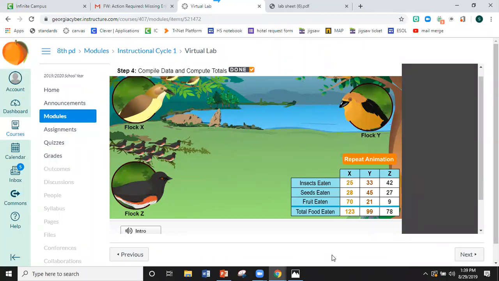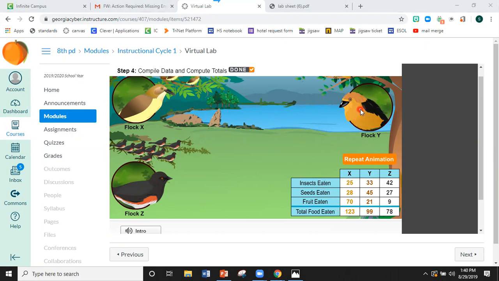All right, so after they ate, these 30 birds, 10 from each flock, ate 300 pieces of food. Flock X had 25 bugs, which was the least amount of bugs. They had 28 seeds, which is about the same as Z. But look at the amount of fruit X had. They had way more fruit than anybody else. So flock X up here had the most fruit, and because of that, they ate the most total amount of food.